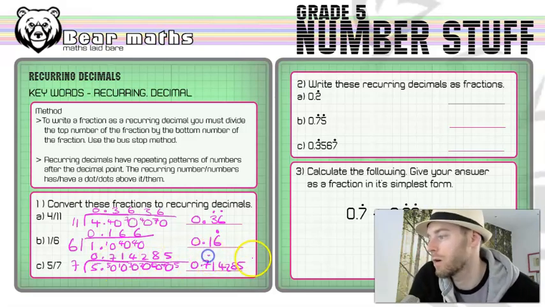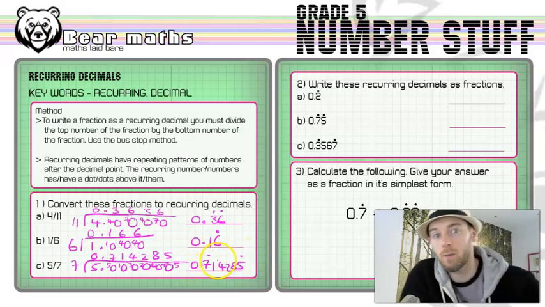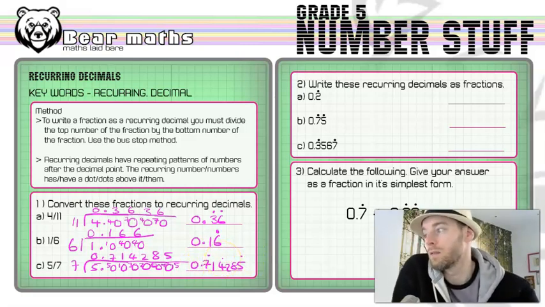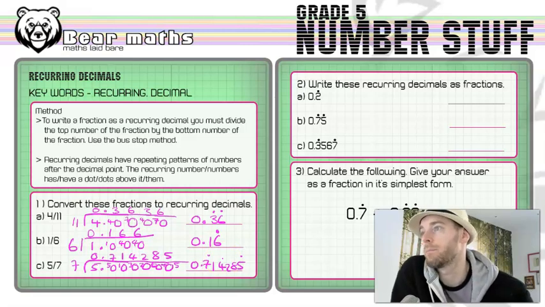So 0.714285. And that dot above the 7, the dot above the 5, and we've got the recurring chunk of numbers. And that takes a while when you divide by 7 and 13 and things like that.